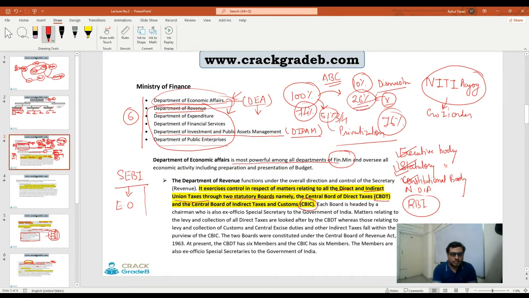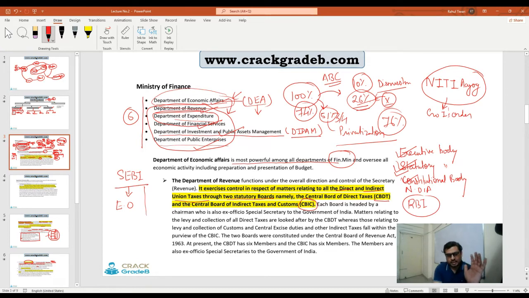department. We have discussed the economic affairs, the revenue, the financial services, public assets management, and the Department of Public Enterprises. One more is expenditure, right? Department of Expenditure: how much government has to spend and where we have to spend, and whether the spending is going in the proper manner or not. All these responsibilities come under the expenditure department, right?